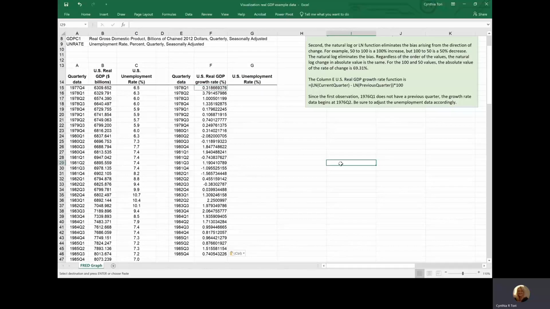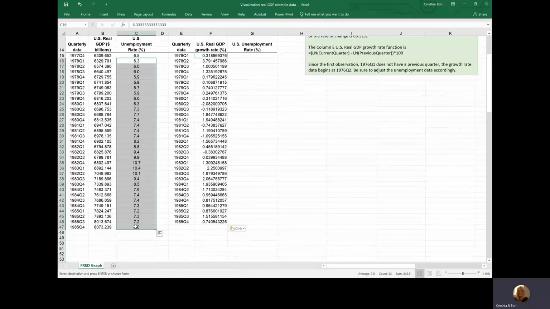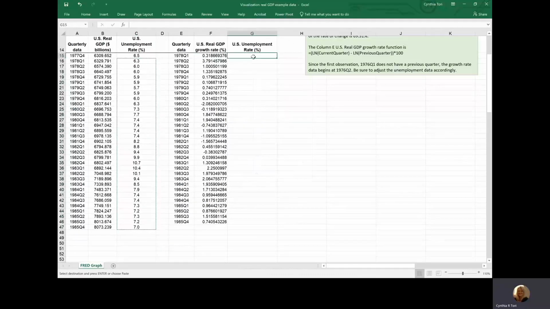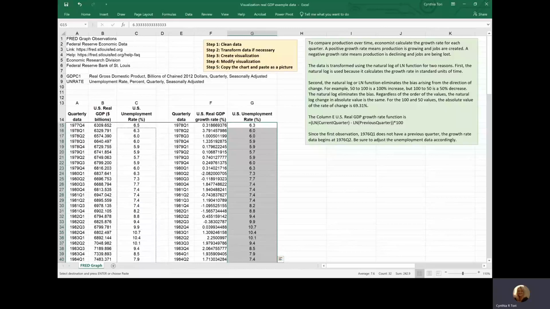So all I need to do is copy the unemployment rate data, making sure that I begin with the first quarter of 1978. So 1978 through the fourth quarter of 1985, copy and paste it. This completes the modification of the data. The third step is to create a visualization.